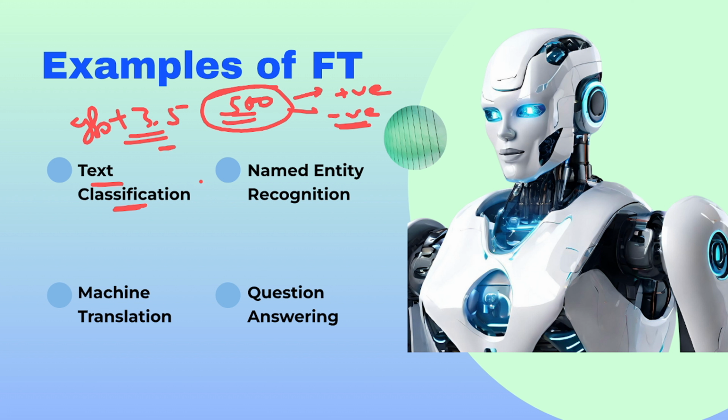Okay, now the second one is named entity recognition, which we call NER. You want to identify entities like names of people, organizations, and locations in text. Fine-tuning a language model on a labeled NER dataset allows the model to recognize these entities very accurately. Like you want to identify whether this is a name of a person, or a name of an organization, or a name of a location.